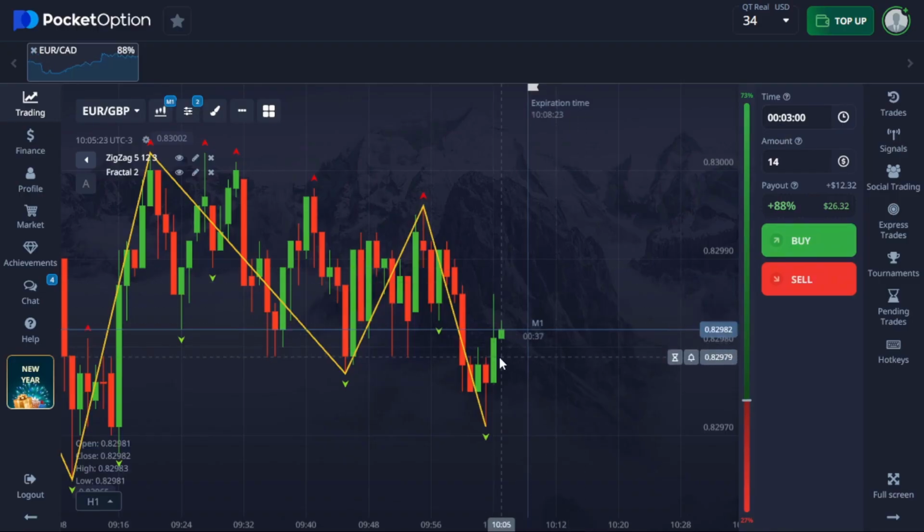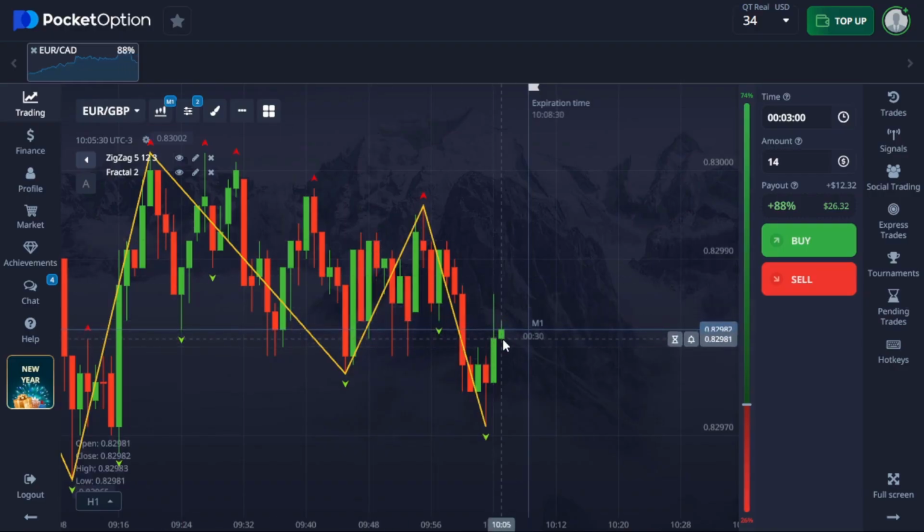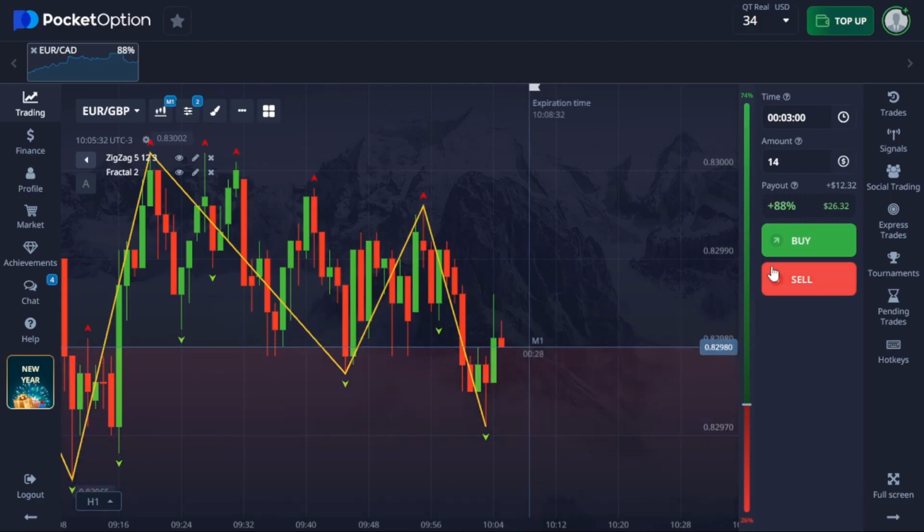I enter now at the same point where I get the signal. Alright? Click on the buy button. 3 minutes should be enough. We can wait for a pullback to the zones. Here are the entry criteria.